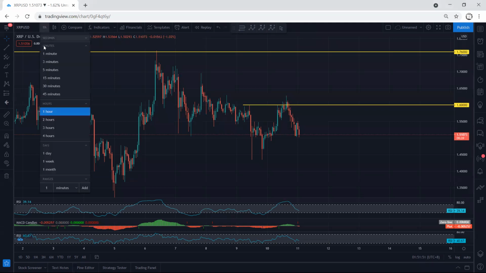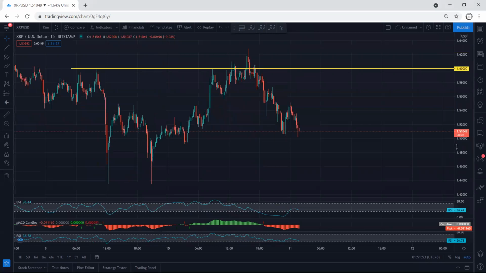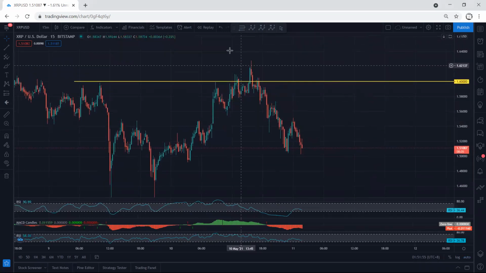If we move to 15 minutes, we want to see what we have based on 15 minutes. All right, when we see this kind of reversal with the flag, it can also be one of the signs the price is going to drop. All right, now what's next?